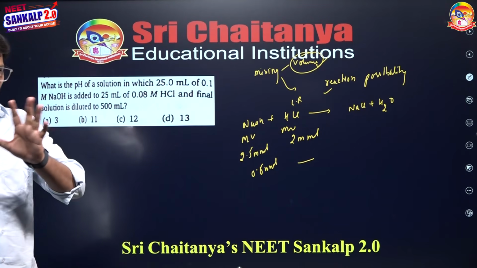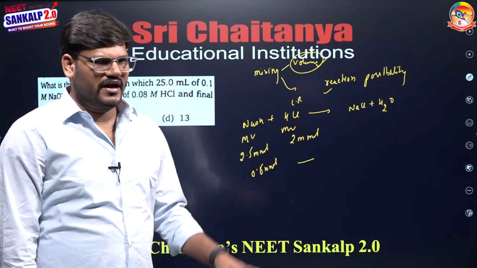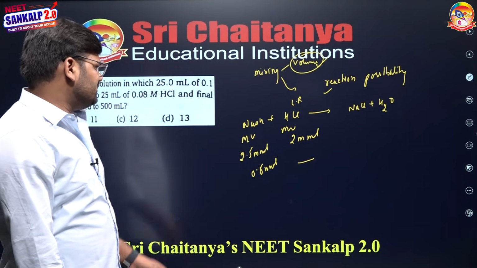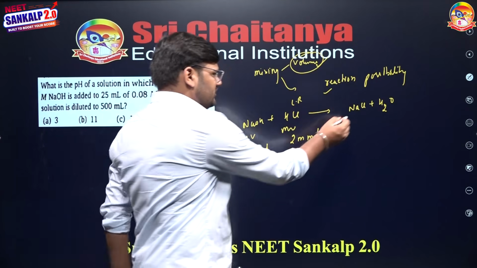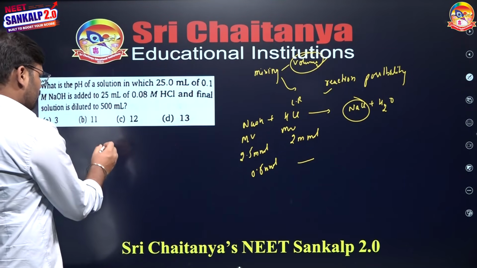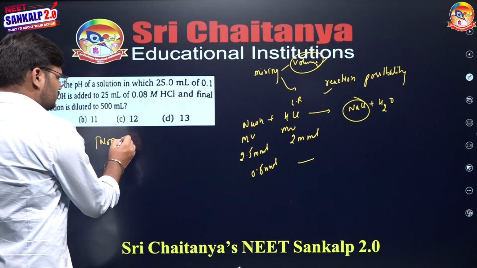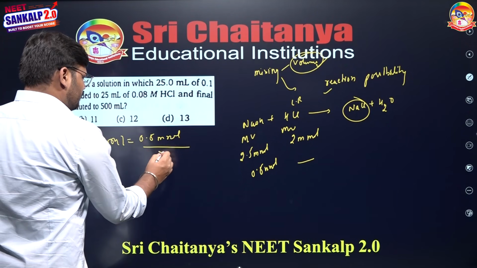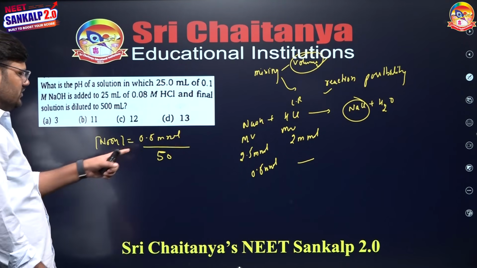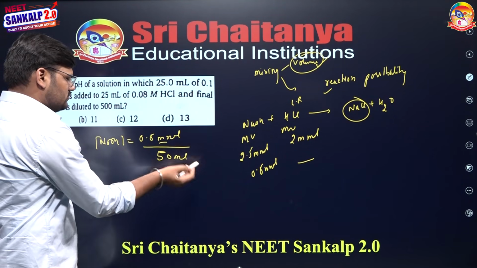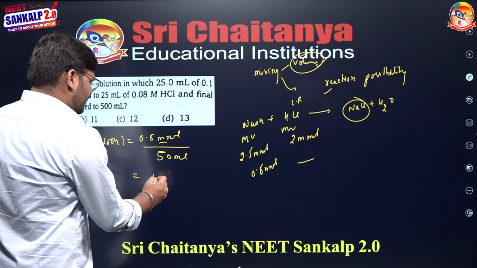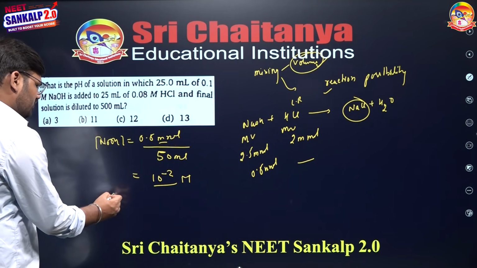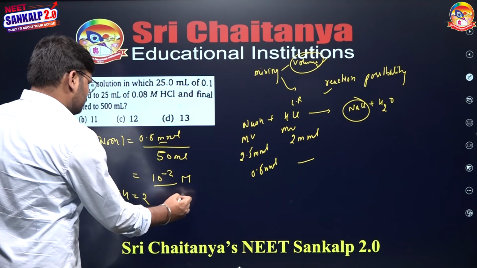If there are only a strong acid and strong bases in the solution, they do not show any common ion effect. So this NaOH will not have any common ion effect due to NaCl. We have only 0.5 millimole. The concentration of NaOH becomes 0.5 millimole divided by the total volume, that is 50. Very important: this is milli and this is also milli. So this becomes 10 raised to minus 2 molar solution, so pOH will become 2 and pH will become 12.